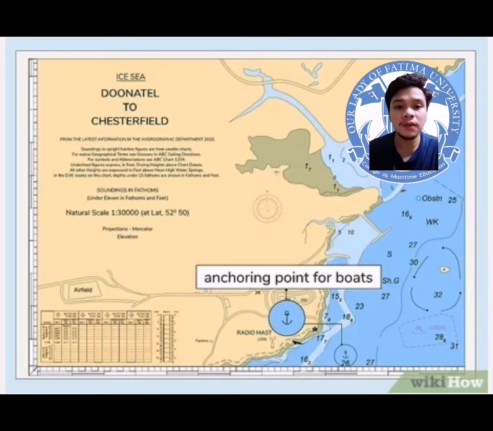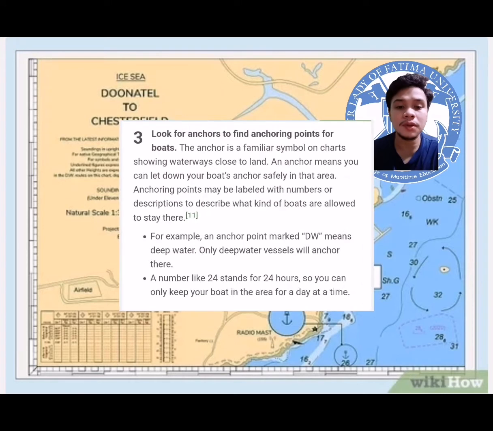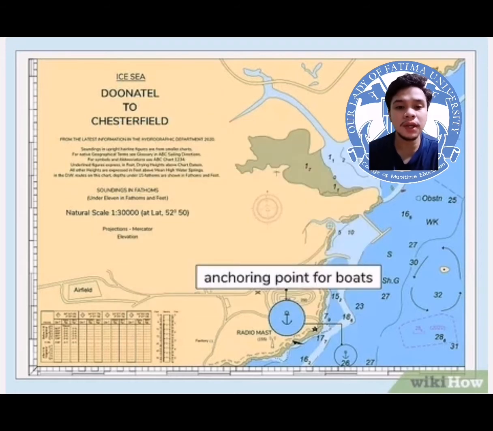Look for anchors to find anchoring points for boats. The anchor is a familiar symbol on charts showing waterways close to land. An anchor means you can let down your boat's anchor safely in that area. For example, an anchor point marked DW means deep water. Only deep water vessels will anchor there. Anchoring points may be labeled with numbers or descriptions to describe what kind of boats are allowed to stay there.